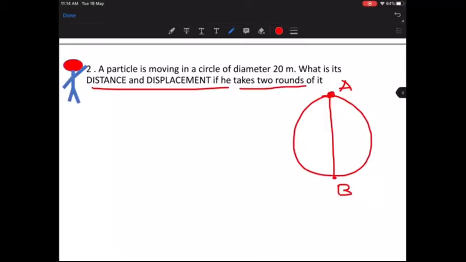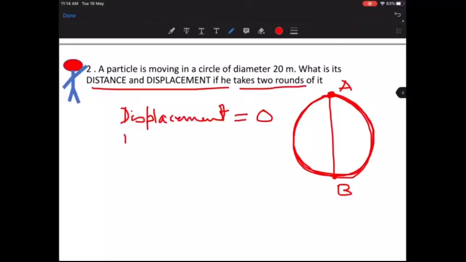If he takes 2 rounds, so first he starts from A, then takes a turn, comes here at A. Again he takes one more round and comes back again to A. So firstly, displacement is very clear. Absolutely, some of you are already ready with the answer. So your displacement, whether he takes 1 round, 2 rounds or 100 rounds, displacement will always be 0 because he's coming back again to the same point. The initial and the final position is the same.